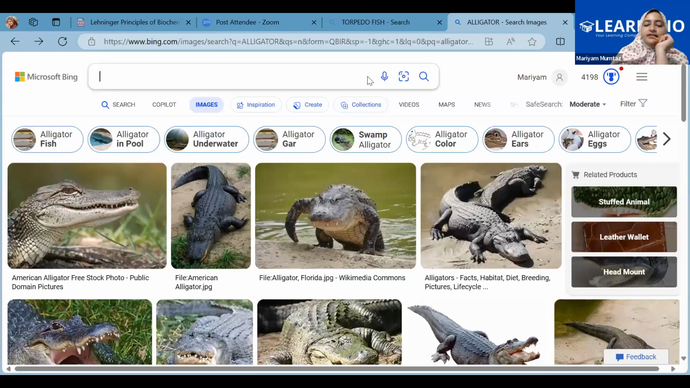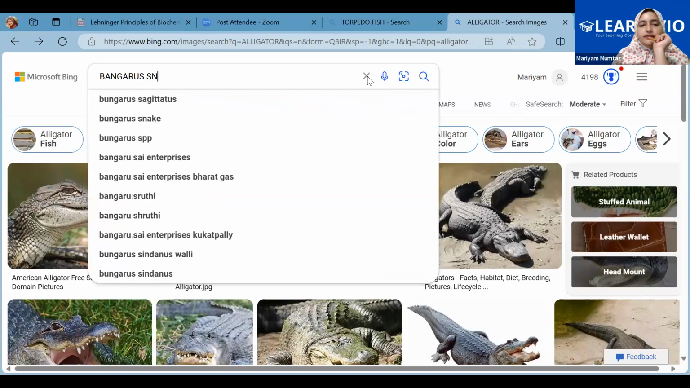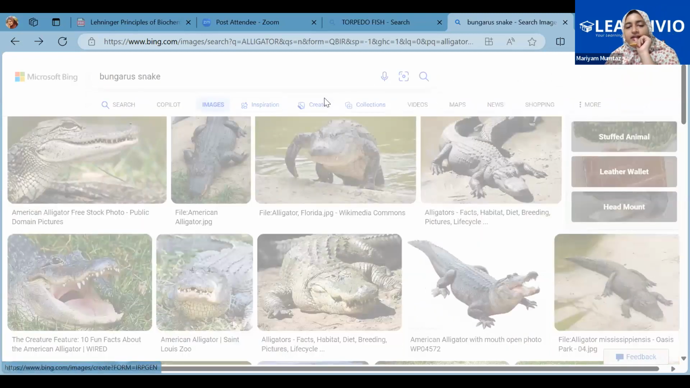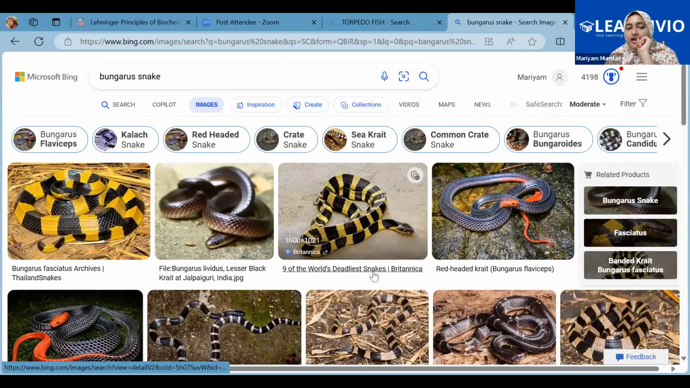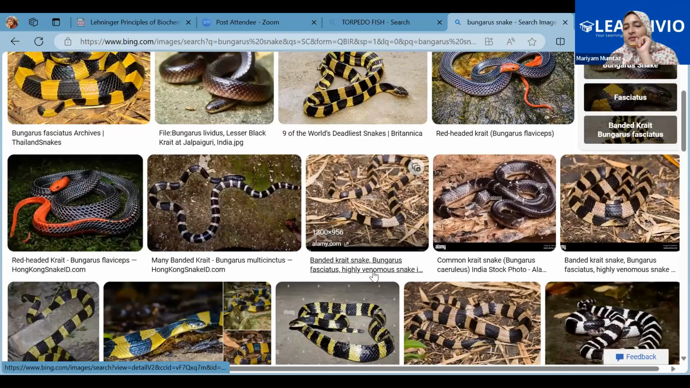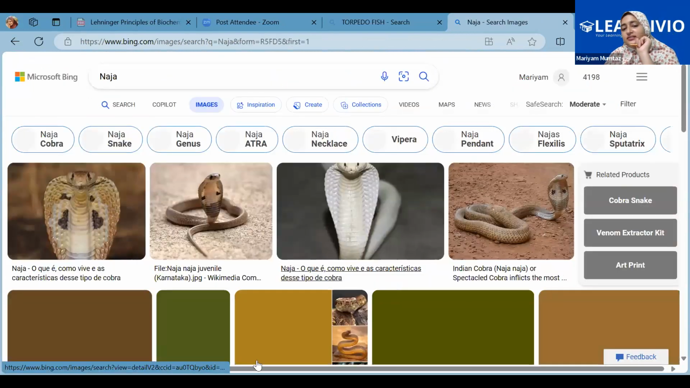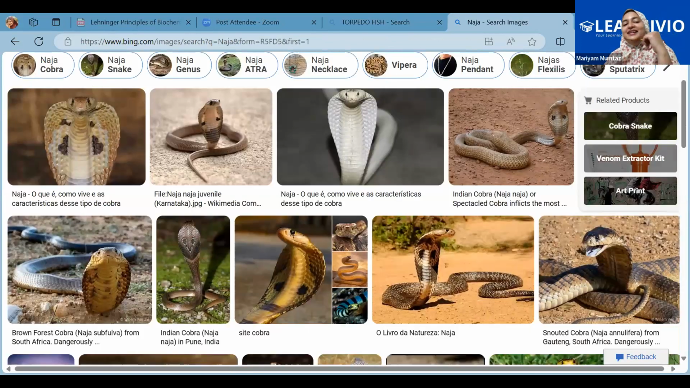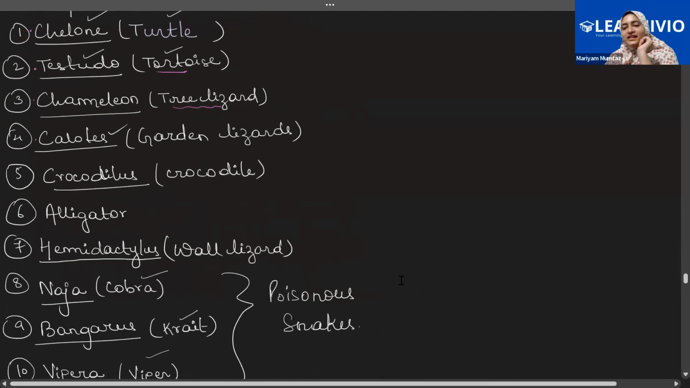Okay, then we have Bungarus. This is again a very creepy creature. We have the krait. This is the Bungarus. And I'll tell you as a thumb rule, always remember anything that is colorful is poisonous. Okay. Then we have Naja. See, even looking at it gives me goosebumps. So now you people know we have snakes that are the members of the reptile. I don't think I have to show you more pictures. So this much is clear to you all.